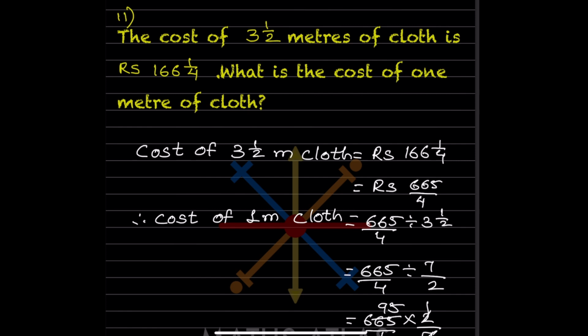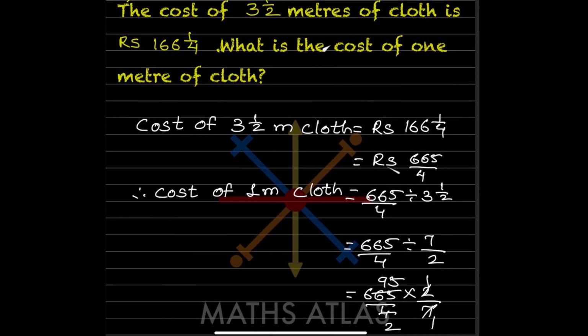Here it's given 3 1 by 2, that is 3.5 meters of cloth, costs 166 1 by 4. This is a mixed fraction, so we make it into an improper one. Why do we make it improper? So the calculations become easier. We have to find out the cost of 1 meter of cloth. So what will you do here?